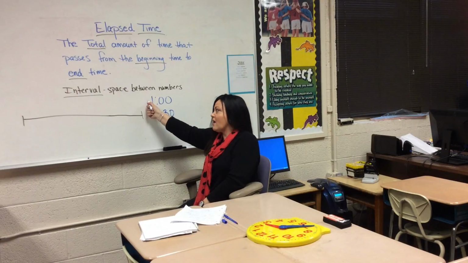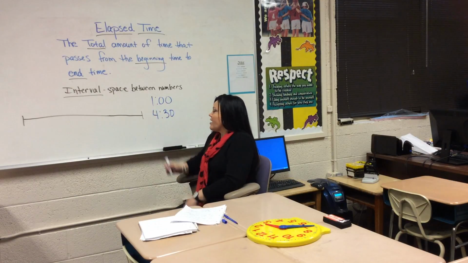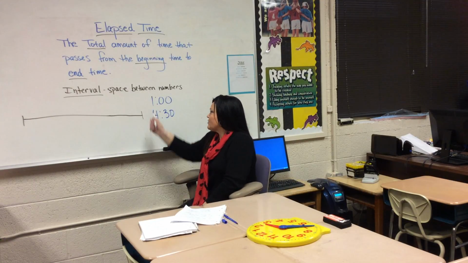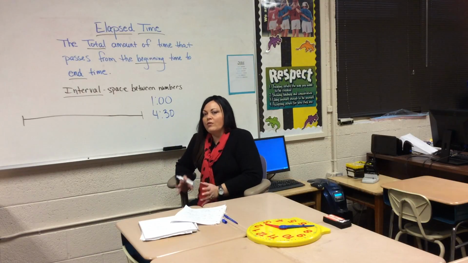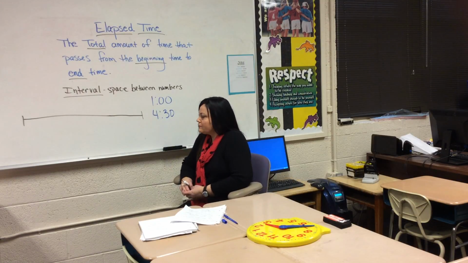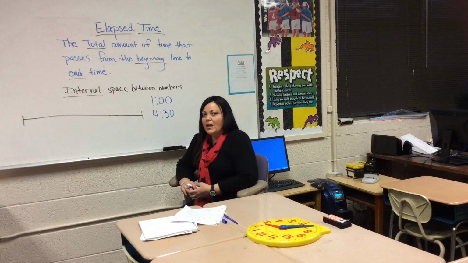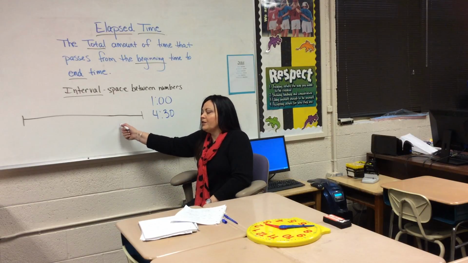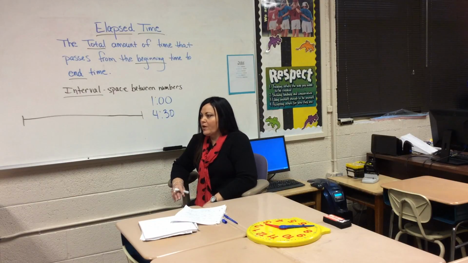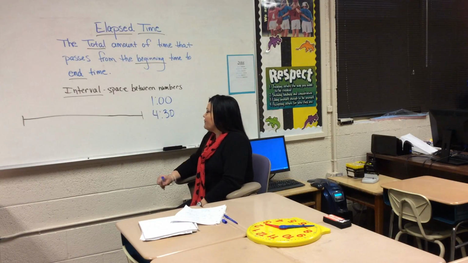I have my start time, or my beginning time, and my end time. How much time has passed from 1 o'clock to 4:30? I want you to lock in your prediction. Now I want you to think about how we could actually put this on a number line. There's different ways we could go about that. So 1 o'clock to 4:30.